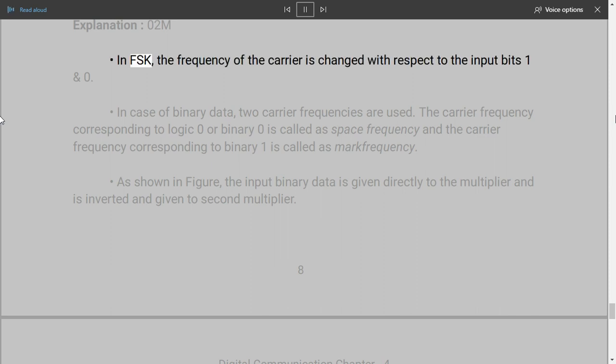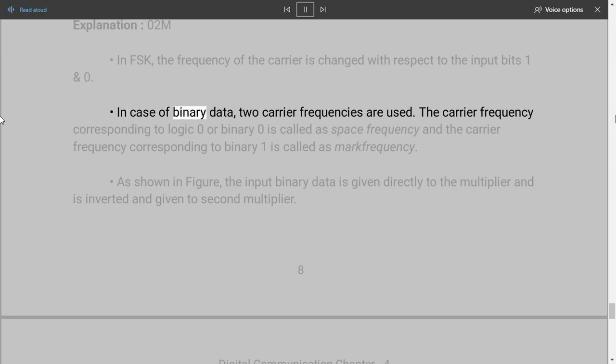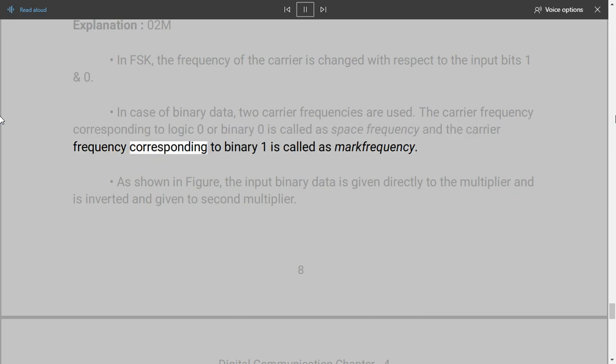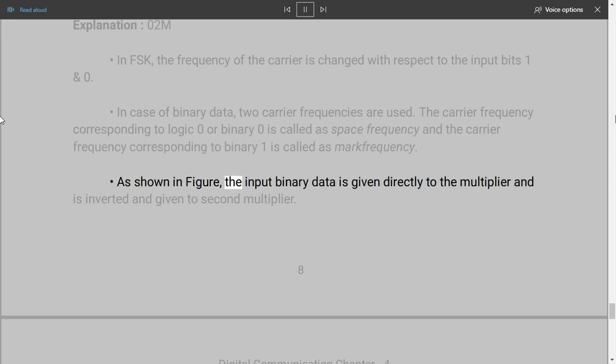In FSK, the frequency of the carrier is changed with respect to the input bits 1 and 0. In case of binary data, 2 carrier frequencies are used. The carrier frequency corresponding to logic 0 or binary 0 is called the space frequency, and the carrier frequency corresponding to binary 1 is called the mark frequency. As shown in the figure, the input binary data is given directly to the multiplier and is inverted and given to the second multiplier.